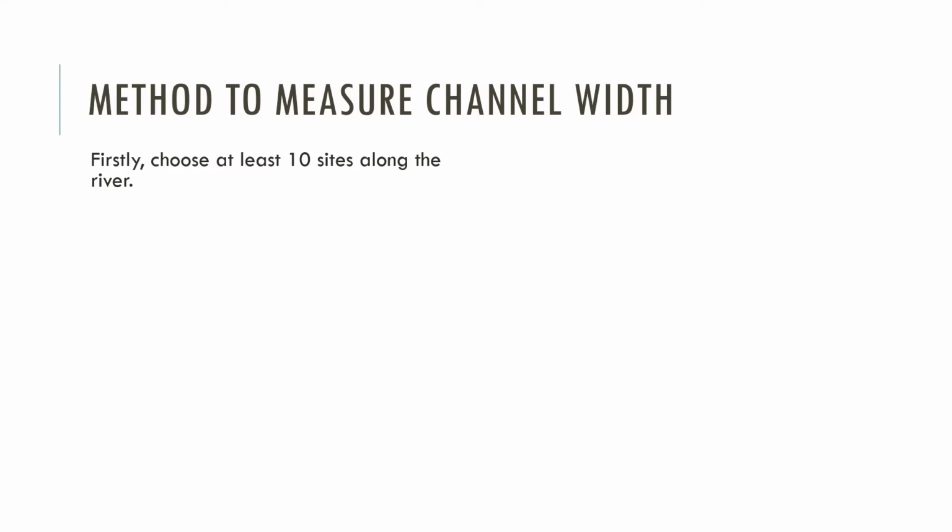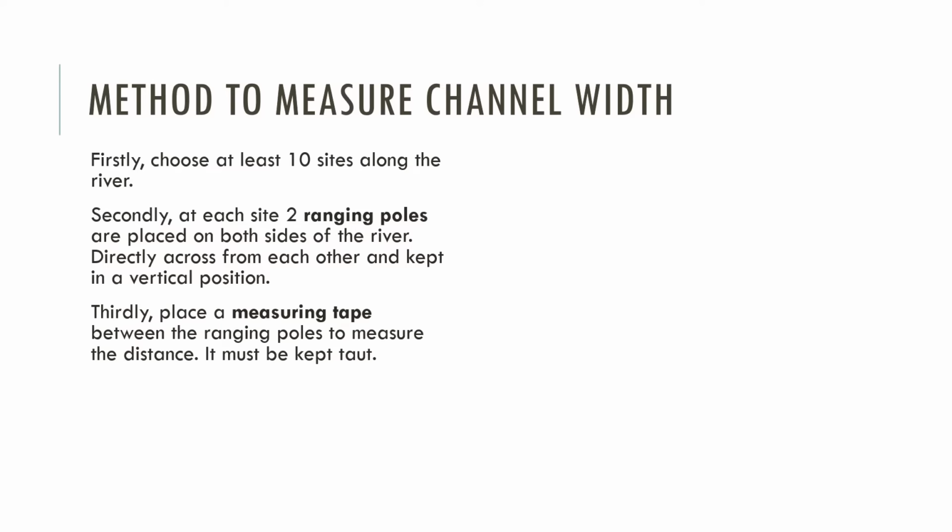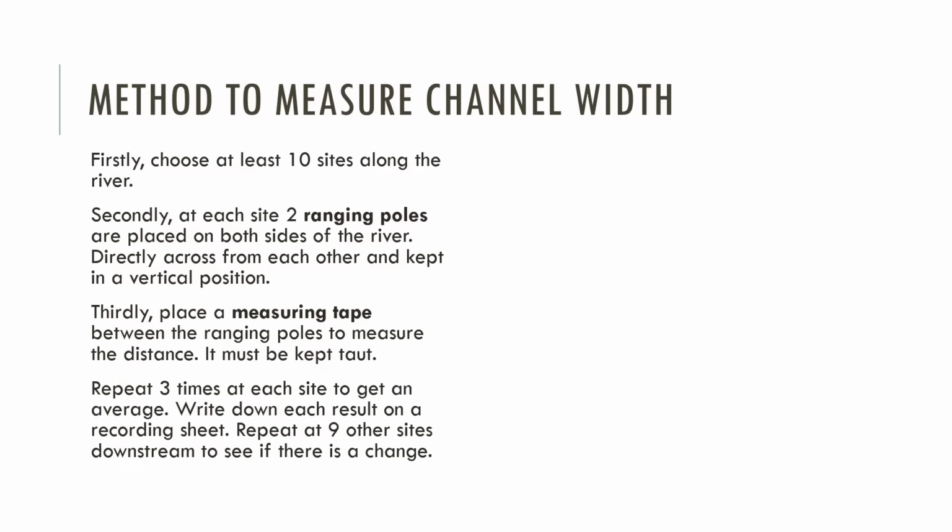Firstly, choose at least 10 sites along the river. Secondly, at each site, 2 ranging poles are placed on both sides of the river, directly across from each other and kept in a vertical position. Thirdly, place a measuring tape between the ranging poles to measure the distance. It must be kept taut. Repeat 3 times at each site to get an average. Write down each result on a recording sheet. Repeat at 9 other sites downstream to see if there is a change. So there's my answer for 4 marks.